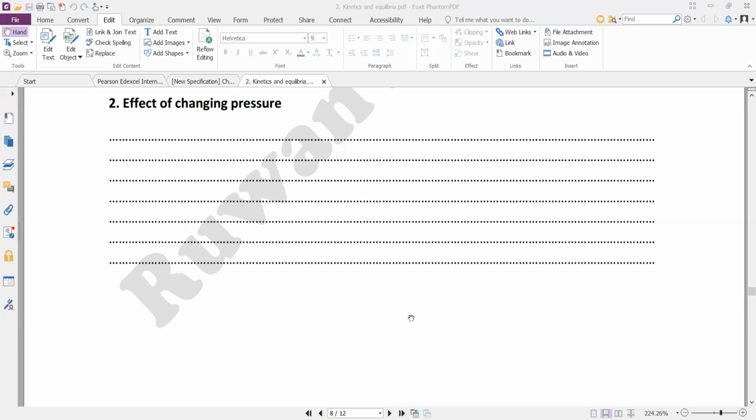Therefore, pressure of a gaseous mixture can be reduced by an increase in the volume, and can be increased by reducing the volume.